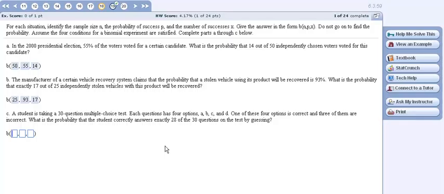Okay, so it's the same type of questions as we've been doing before. Okay, so I hope that this helps you answer this problem a bit easier.